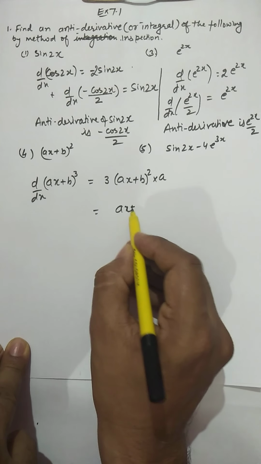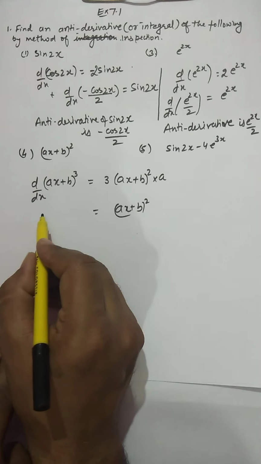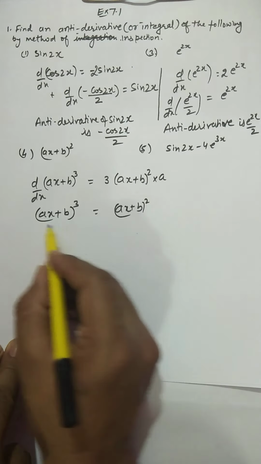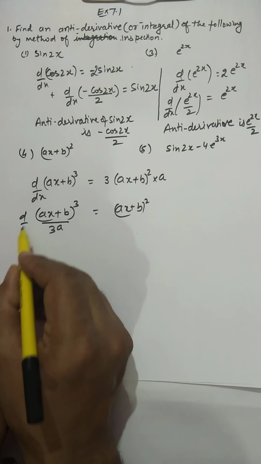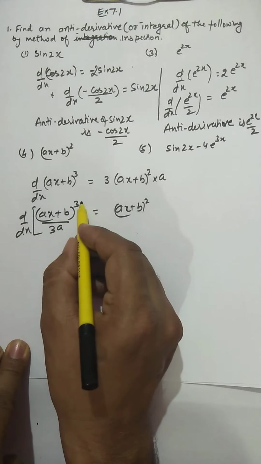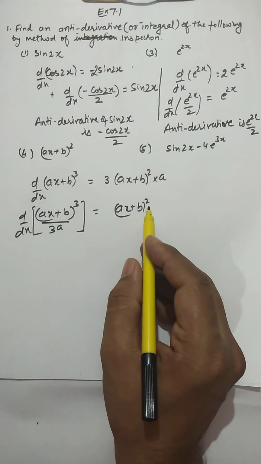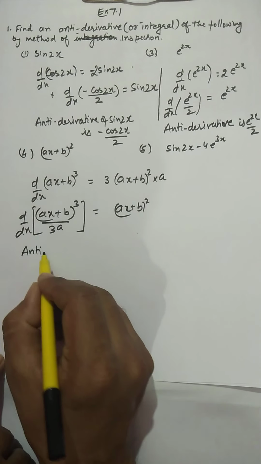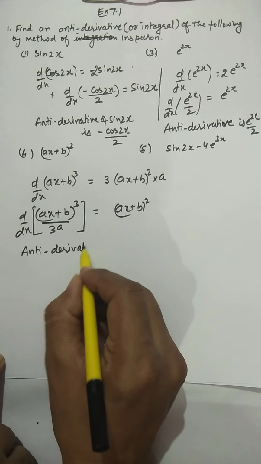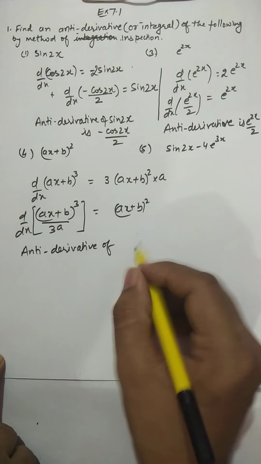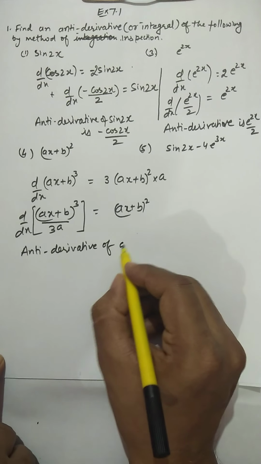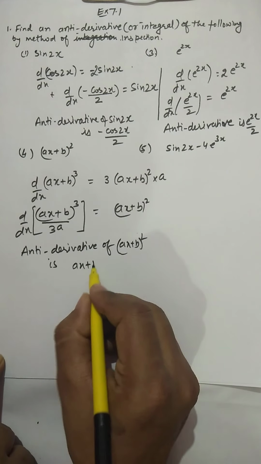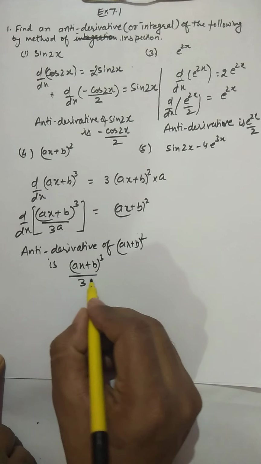So ax plus b, you keep it this side, and here then it is (ax plus b) whole cube, and this 3a you bring down, 3a, and write this d by dx. So the antiderivative of (ax plus b) whole square is (ax plus b) cube upon 3a.